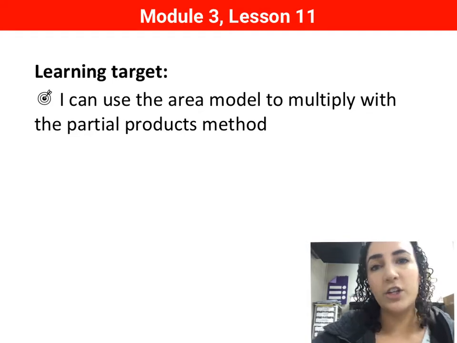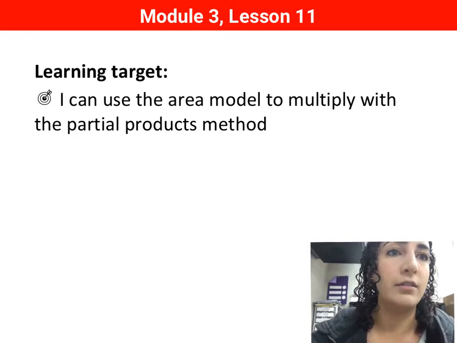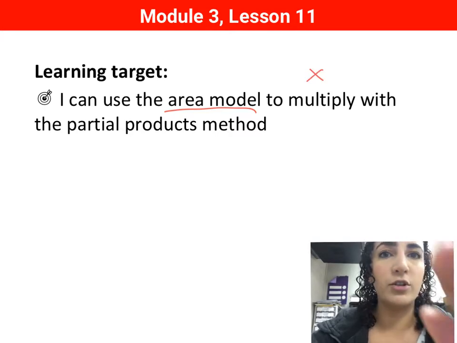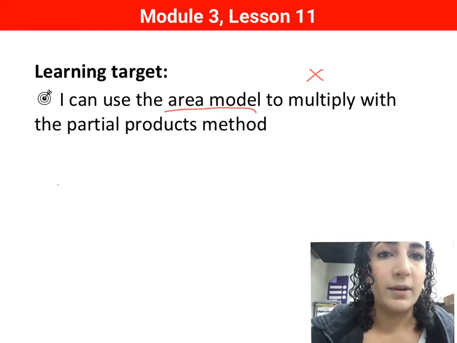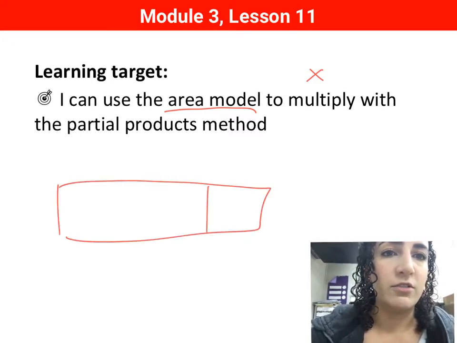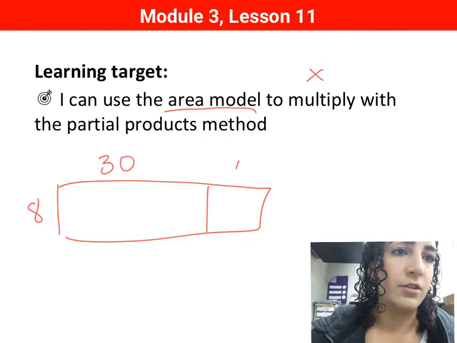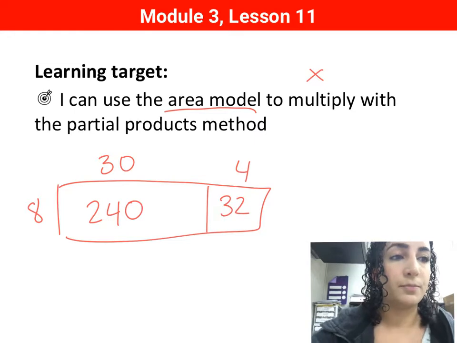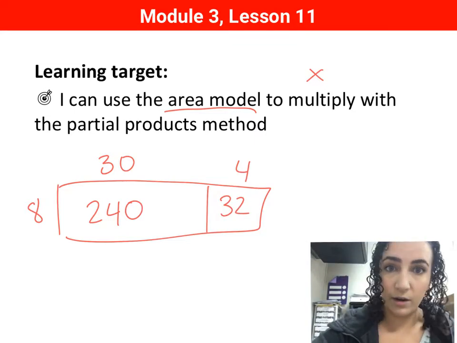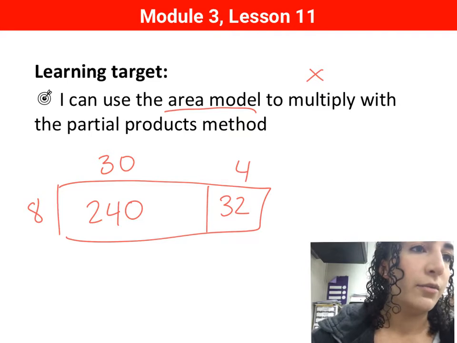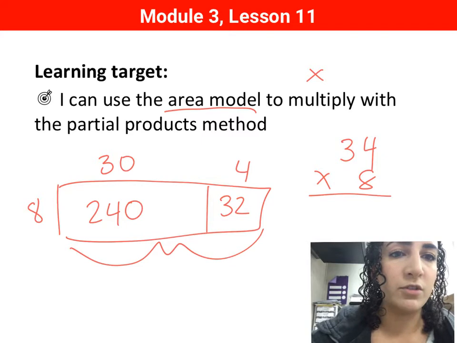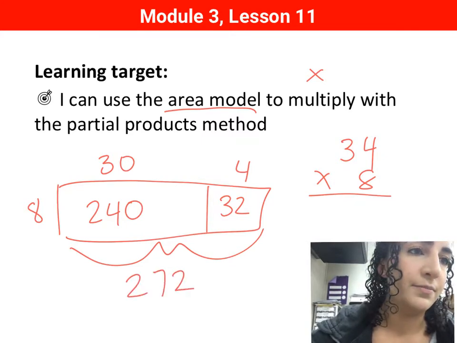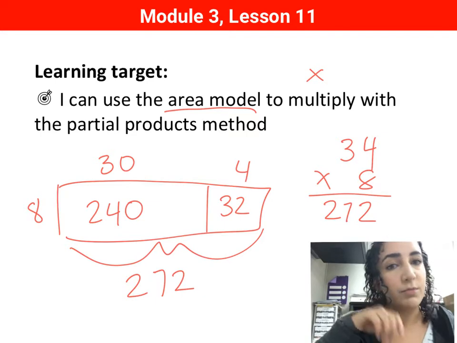All right, so here is our learning target for the day. I can use the area model to multiply with the partial products method. So area model was what we just did, where we had the rectangle and it was partitioned into those two pieces. This was 240, and this was 32. Okay, this is the area model. And what we solved here was 34 times 8. And remember when we found the sum of those two and we said it was 272? That would be the answer to this problem here.